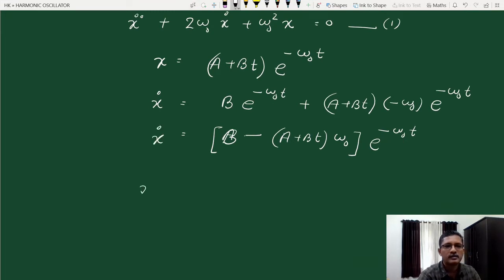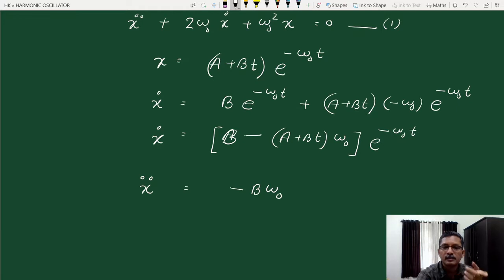Now find x double dot. Again, derivative of the first function times the second function; this time b becomes 0, and in the other term we have only minus b times omega 0.